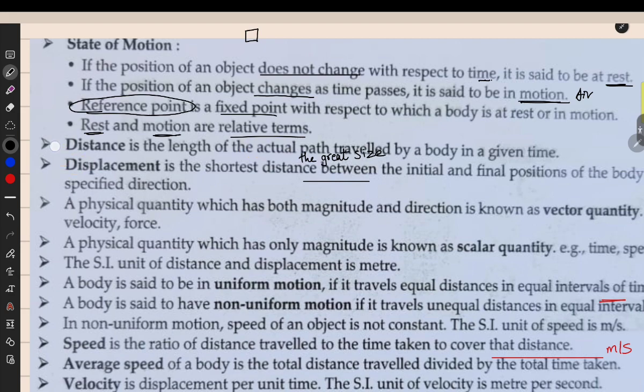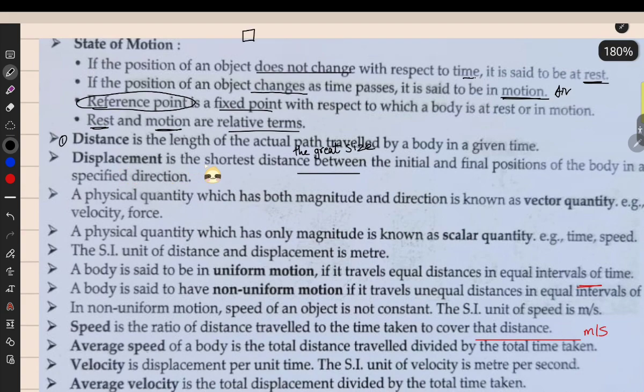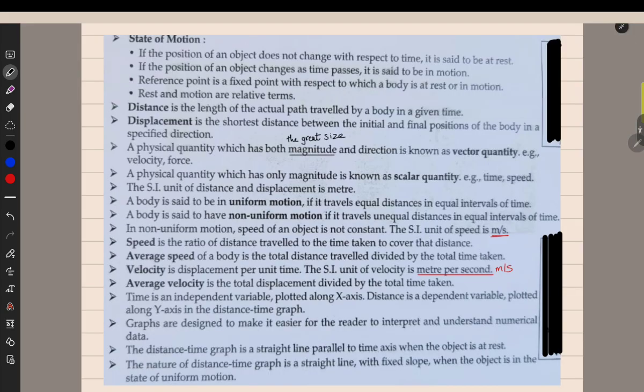So what is meant by distance? The first topic, the first objective, is distance. Distance is the length of the path traveled by a body in a given period of time. Distance is the length of the actual path traveled by a body in a given period of time, the length which has been covered. Path means any road or any place from one place to another by a body, any object, in a given period of time.